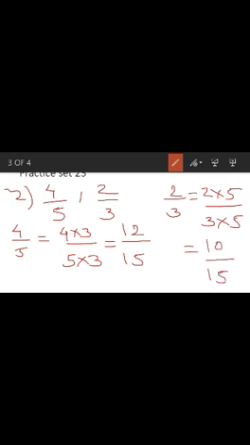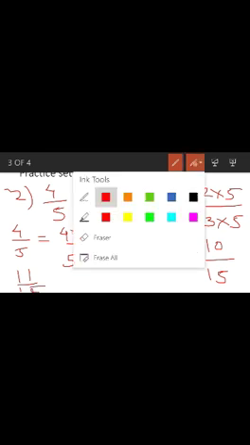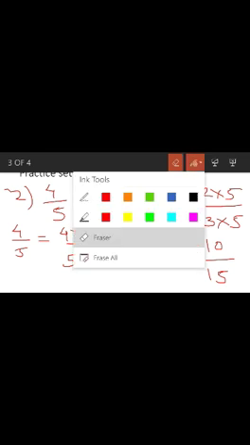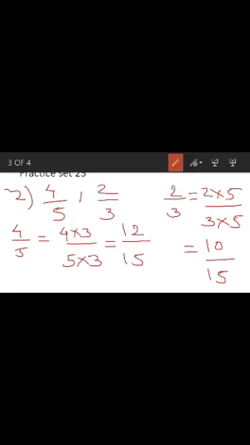Now easily you can say which number will lie between that. Which number will come up between this? That is 11 upon 15 will come in between these two numbers. Understood, students? 3 rational numbers we need to write down. First number is 11 upon 15.